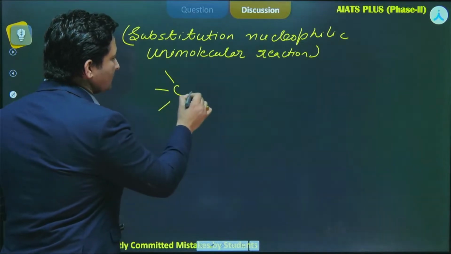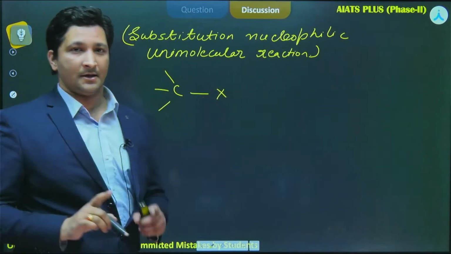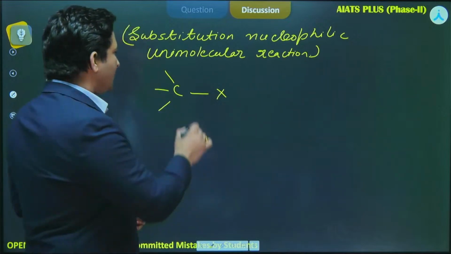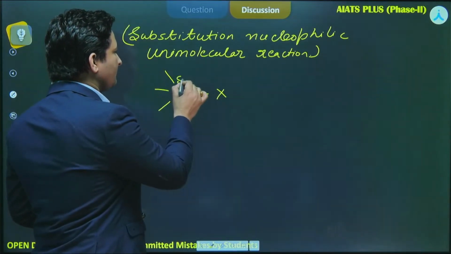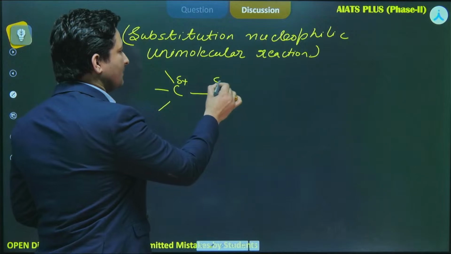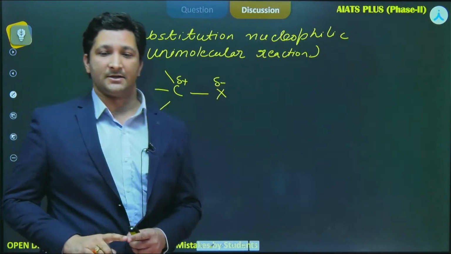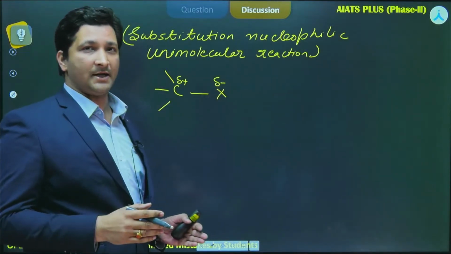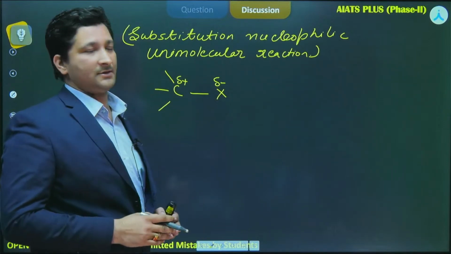Now, if we talk about alkyl halides, then alkyl halides have a carbon-halogen bond. Try to understand this concept. Carbon is slightly positively charged and the halogen is slightly negatively charged. This is because of the electronegativity difference between carbon and halogen.